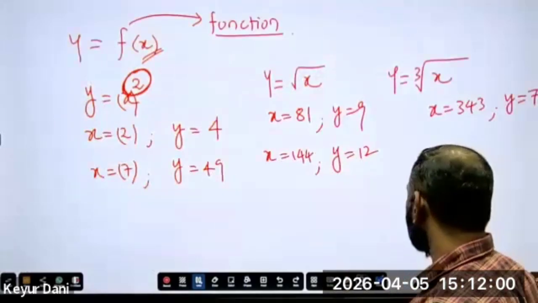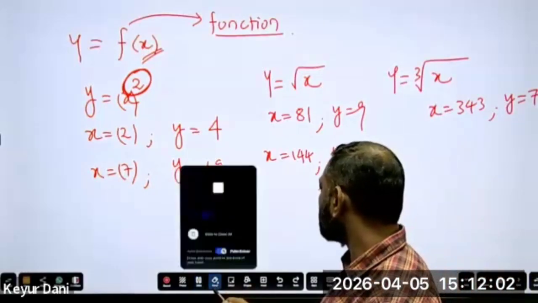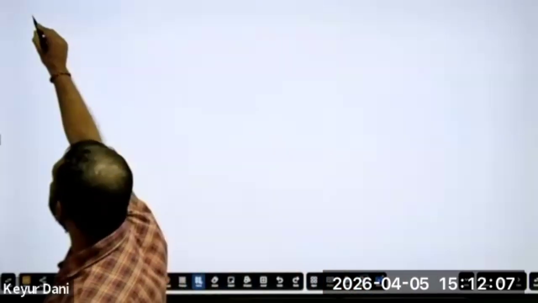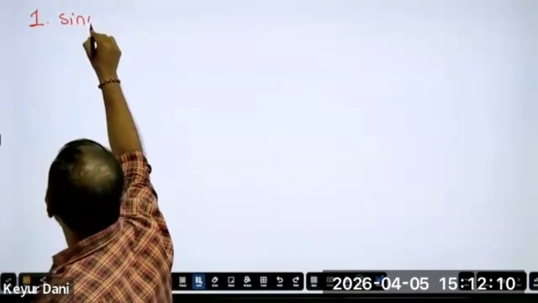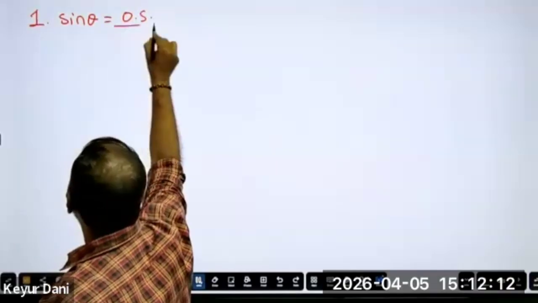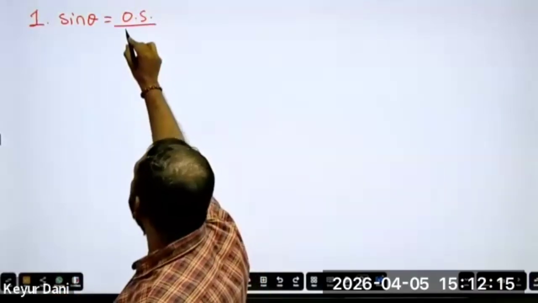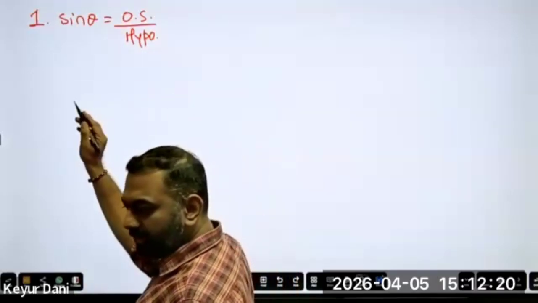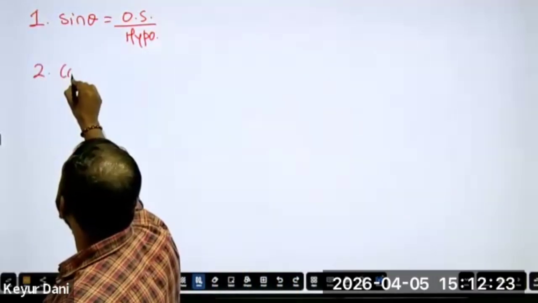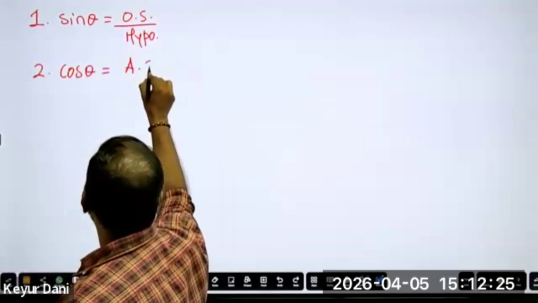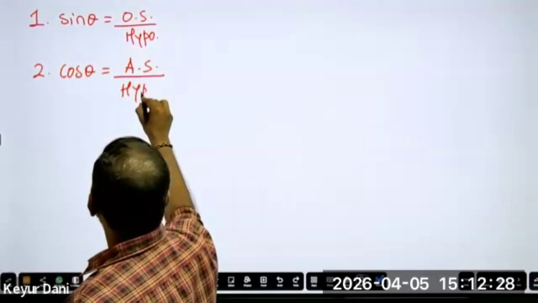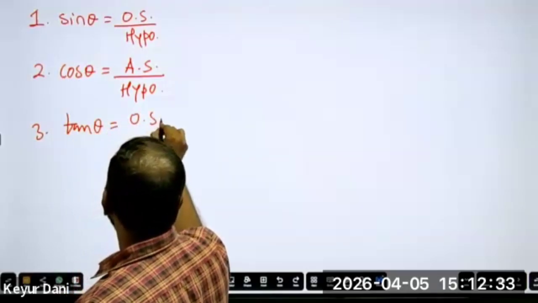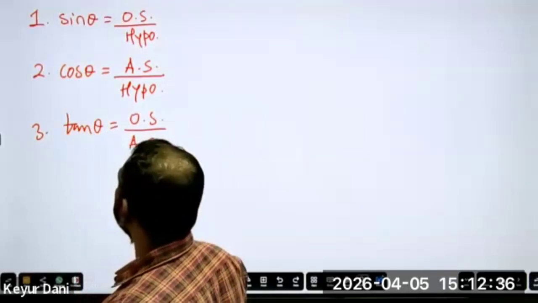So, let me come back to this third page. First ratio, I'll write it again. First is sine theta, which is opposite side, which I'll write as OS, and hypotenuse as H. So opposite side and hypotenuse. Second is cos theta, which is adjacent side upon hypotenuse. The third is tan theta, which is opposite side upon adjacent side. These are the three ratios.